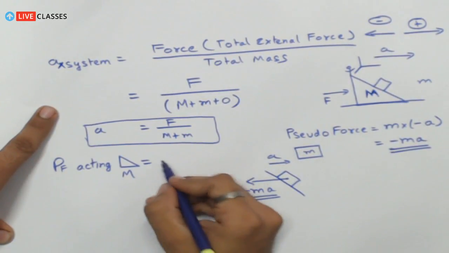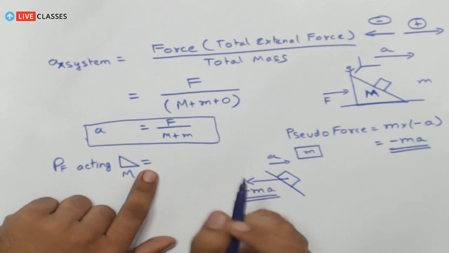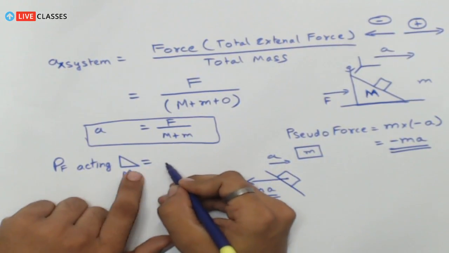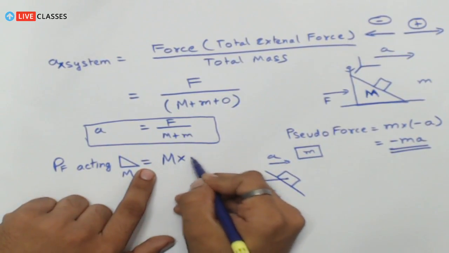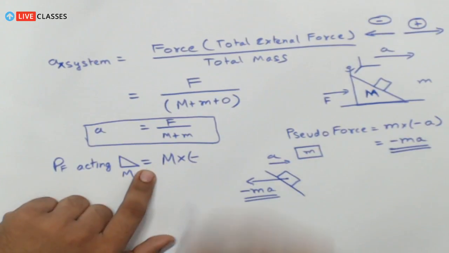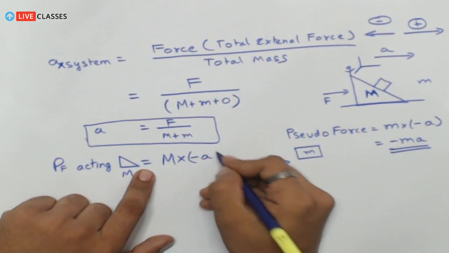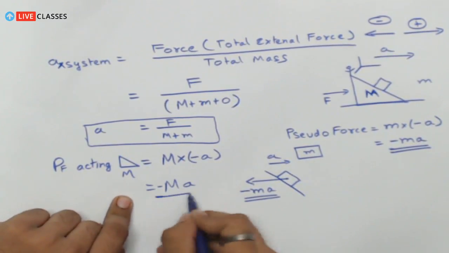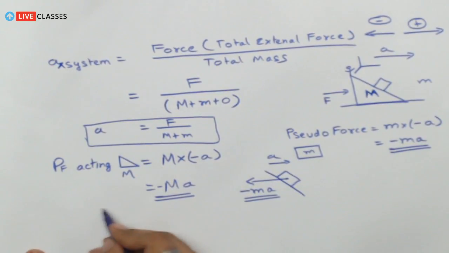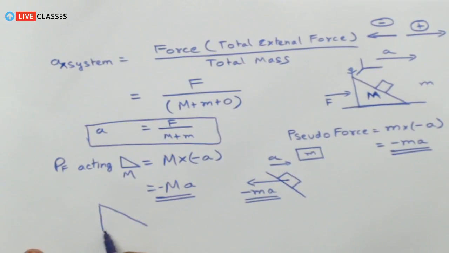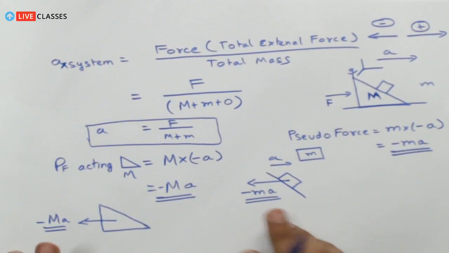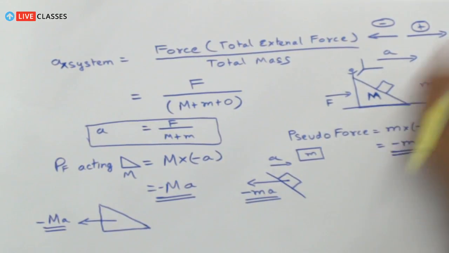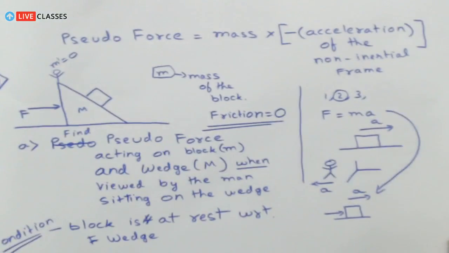So what I told you, what is the definition of pseudo force? It is the mass of the wedge, capital M, times the negative of the acceleration of the non-inertial frame, okay? So it will be minus A. And when you draw the FBD, a force of minus MA is acting, at the point of application. This force is called pseudo force. So as you can see, this is very easy, but just to clear our concepts.